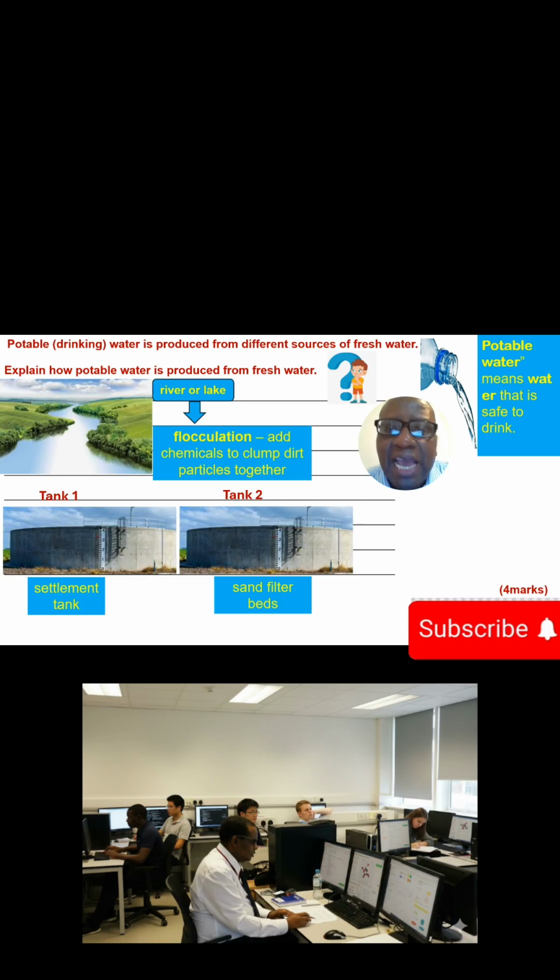But we are not done. We want to have potable water. It's got to go to a third tank. In the third tank, we add chlorine to kill bacteria. We need to destroy them, because the bacteria would have passed through the sand filters. So we need that third tank to eradicate all harmful microorganisms.